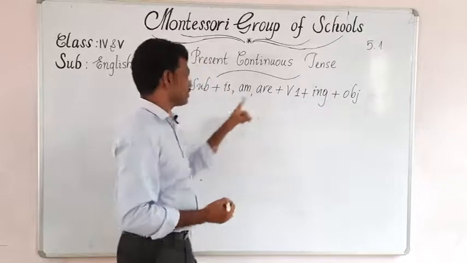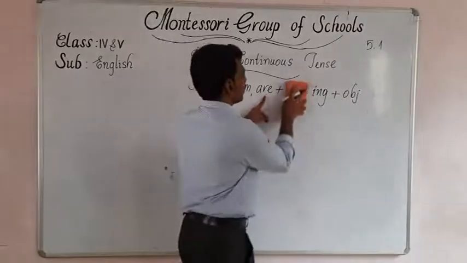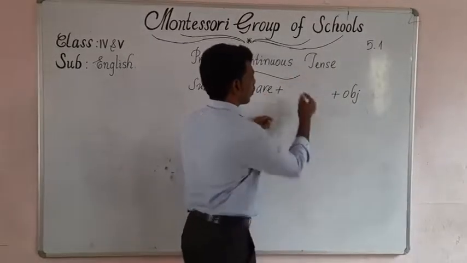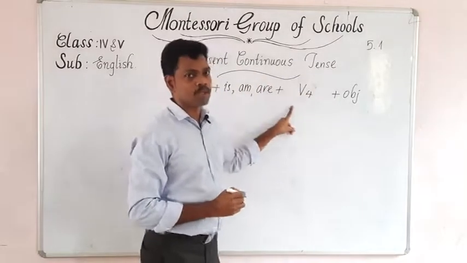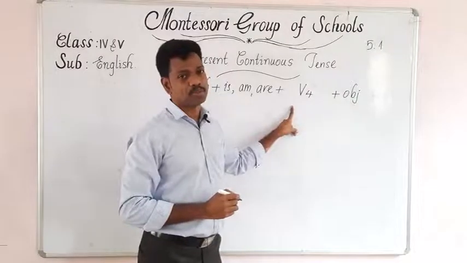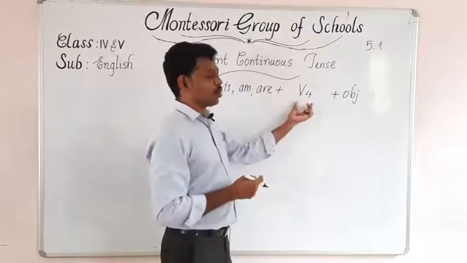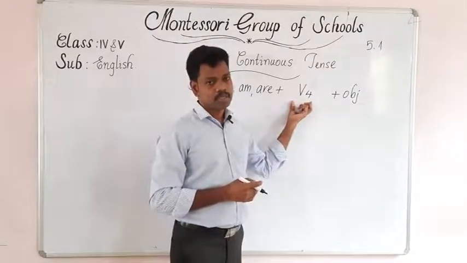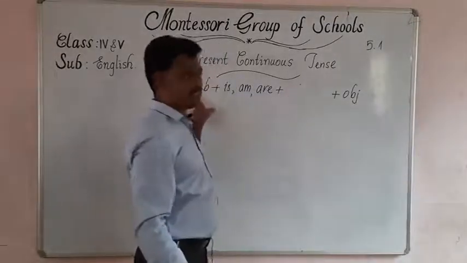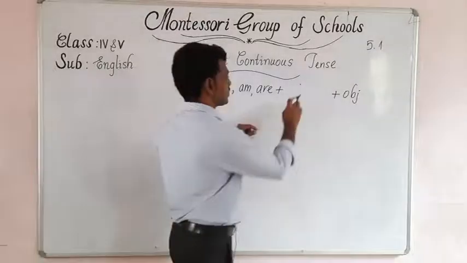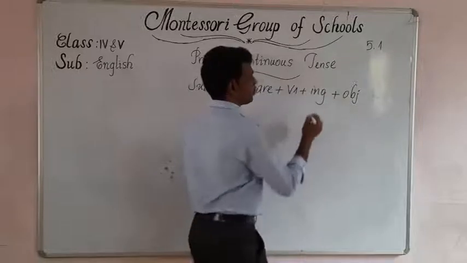In other words, we can say subject plus is, am, are plus V4 plus object. What do you mean by V4? Present participle. That means with the base form when we add ing, that is called present participle. Since you are in the lower classes, let us learn subject plus is, am, are plus V1 plus ing plus object.